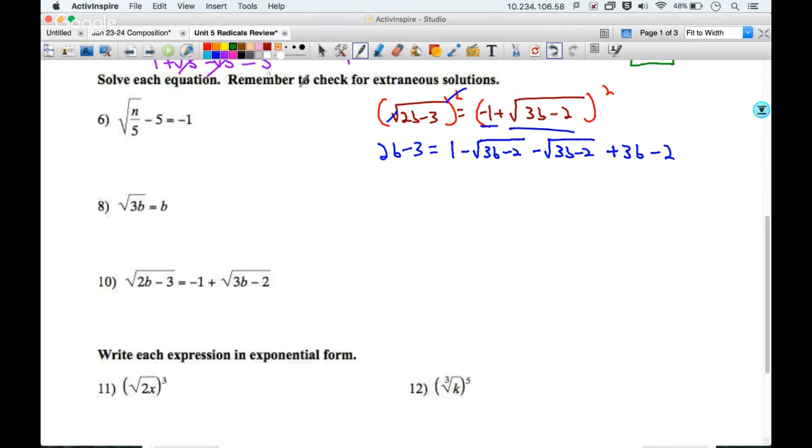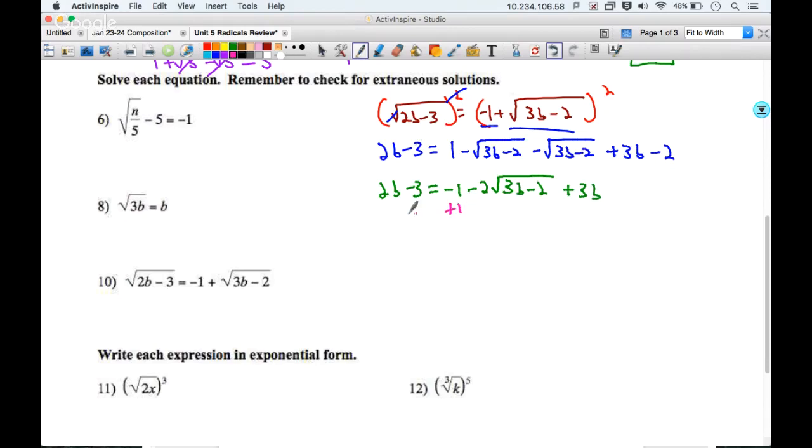All right, a lot of like terms to combine up here. 2b minus 3 equals, well, the 1 and the negative 2 can become a negative 1. These can be combined to get a negative 2 root 3b minus 2, just combining their coefficients there, plus 3b. And now I want to isolate this radical by moving everything away from it.